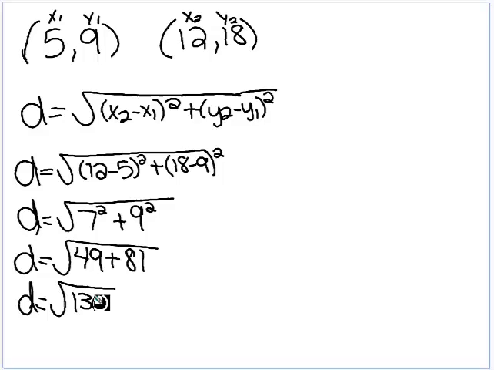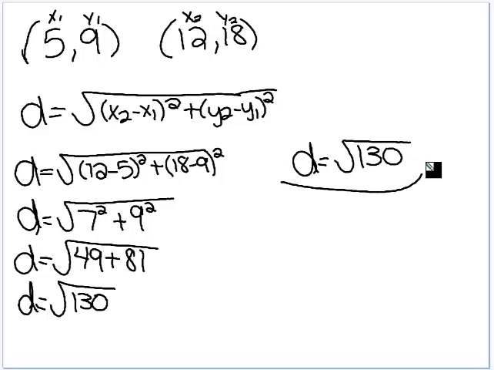Can 130 be simplified at all? Is there a perfect square that can go into 130? No, I got 32.5 when I divided it by 4. Check the other ones. 26 times what? Okay, so 26, is 26 a perfect square? No. Is 5 a perfect square? No. Nothing can go into it, okay? So the distance is just the square root of 130. Sometimes they won't be able to simplify, but you need to check.